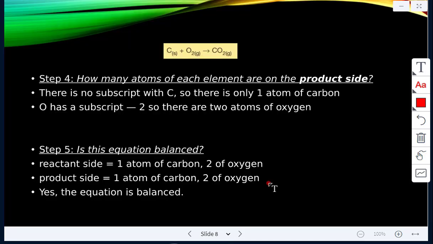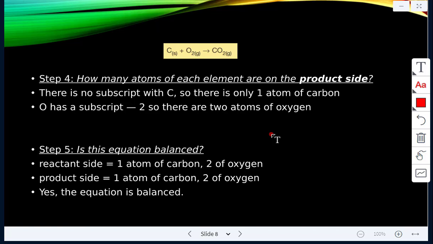Next step, step 4, how many atoms of each element are on the product side? So again, carbon, there's no subscript, so that means there's only one atom of carbon, and O has a subscript of 2, that means there are 2 atoms of oxygen.